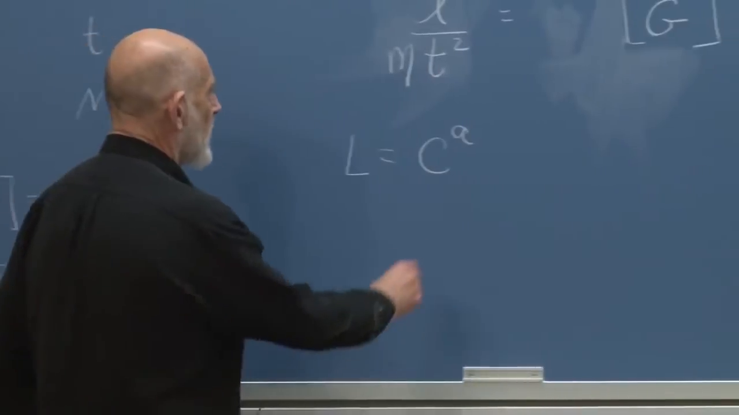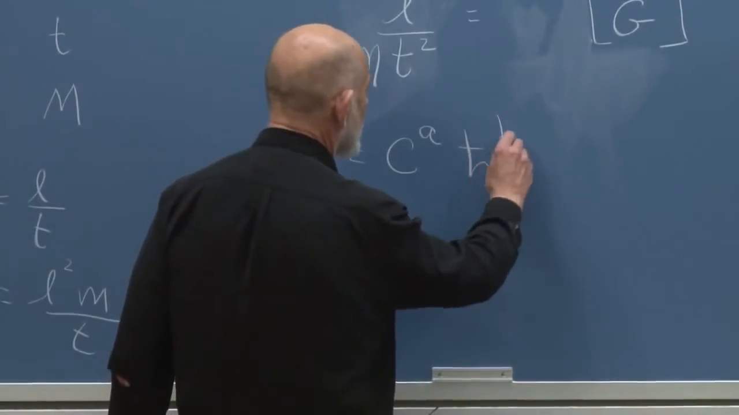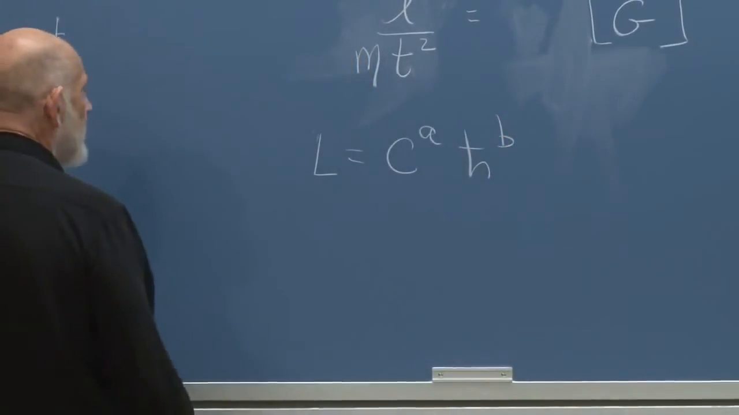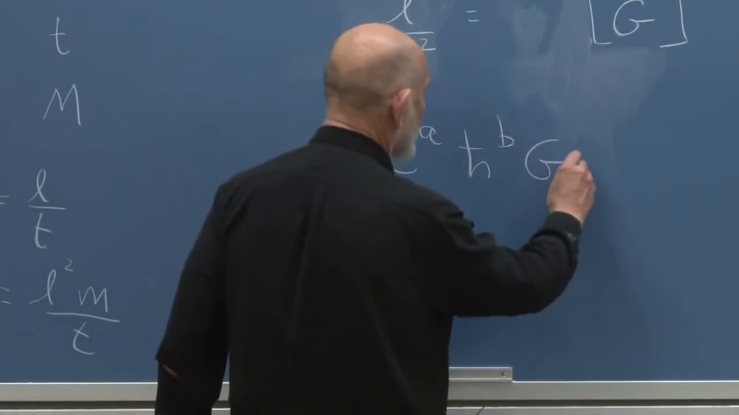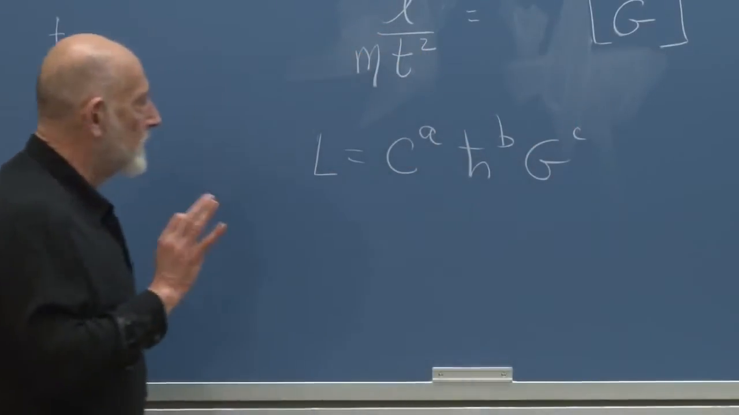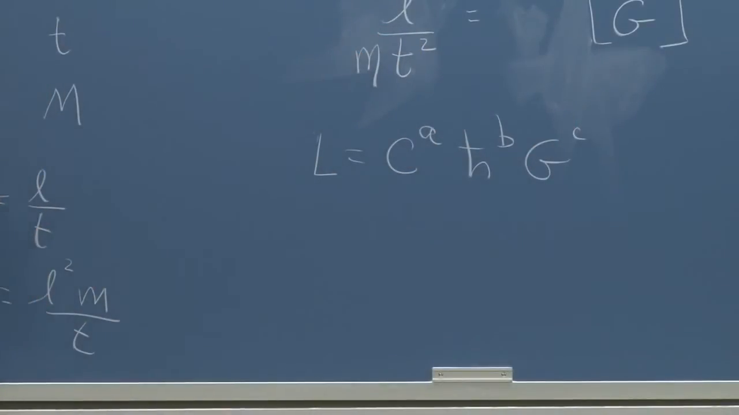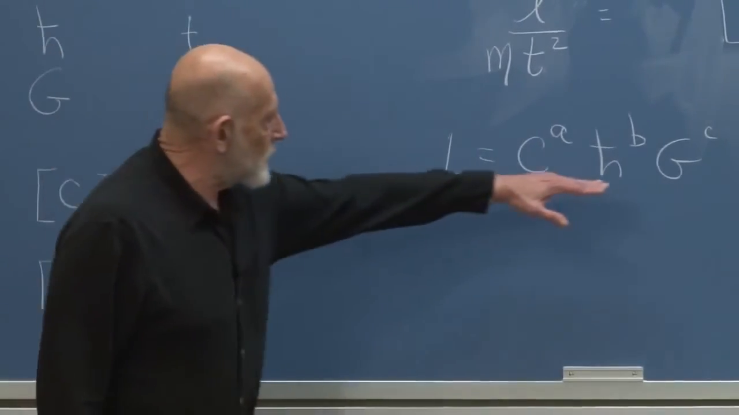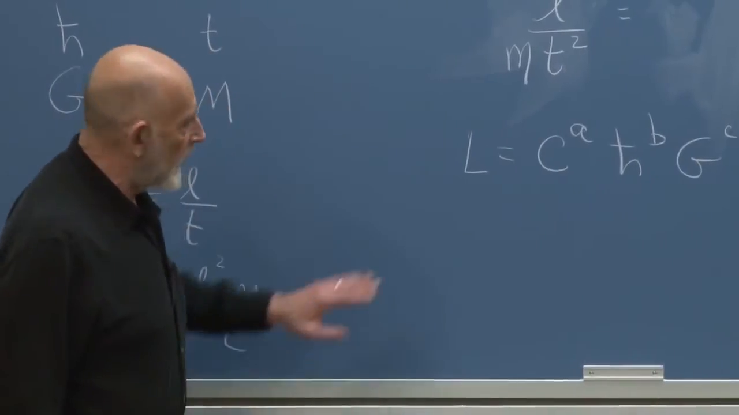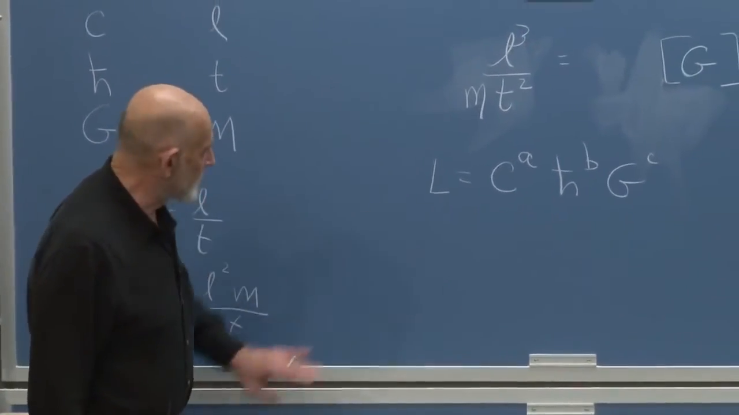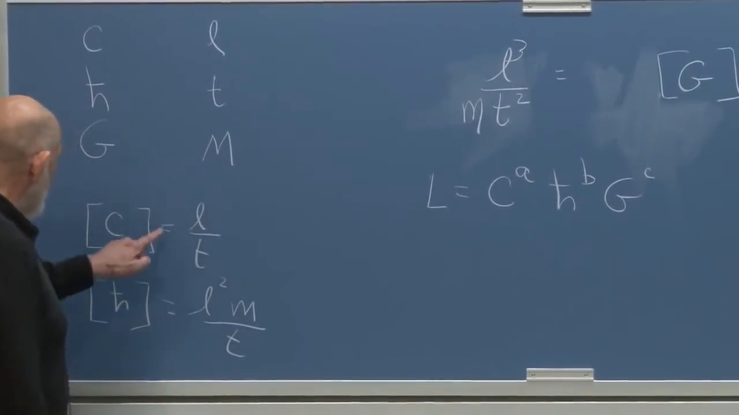H bar to some other unknown power, G to yet some other unknown power. And then we simply stick in these units and make sure that what's on the right side and the left side both have units of length. Okay, so let's put that in.